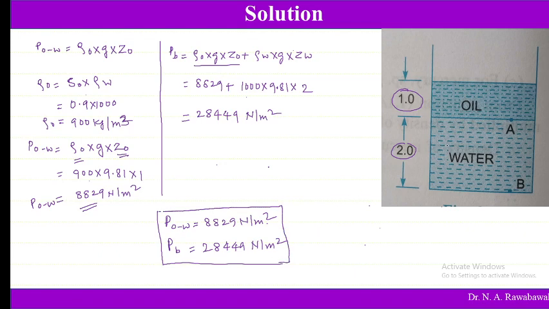So this is nothing but the pressure developed because of the self weight of water at the bottom, self weight of water and oil at the bottom, and the pressure intensity at the interface is nothing but the pressure developed because of the self weight of oil. So that gives us the pressure. So this pressure is independent of cross sectional area.